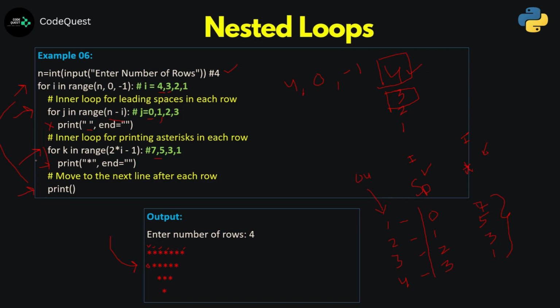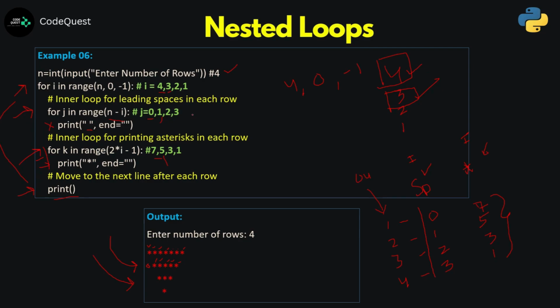And coming to this for loop K, K is range of 2 into I. What is I now? 3. So 2 into 3, 6 minus 1, 5. So the K value becomes 5, which means how many asterisks we are going to get? 5 asterisks. 1, 2, 3, 4 and 5. Now once again print function brings the cursor to the next line.